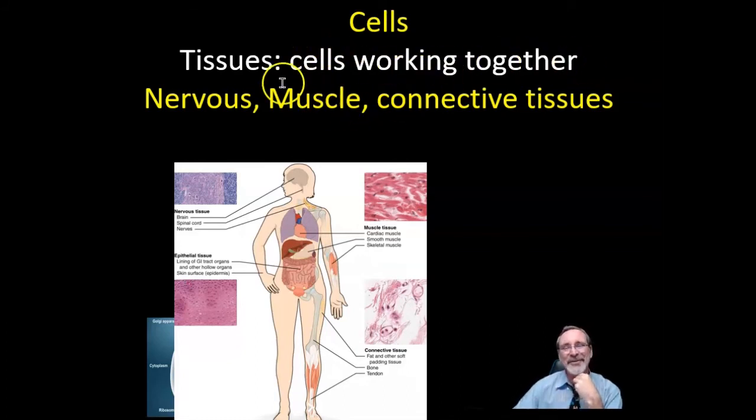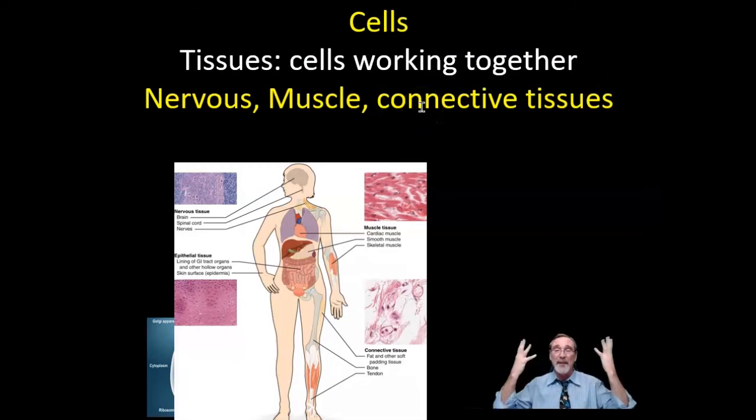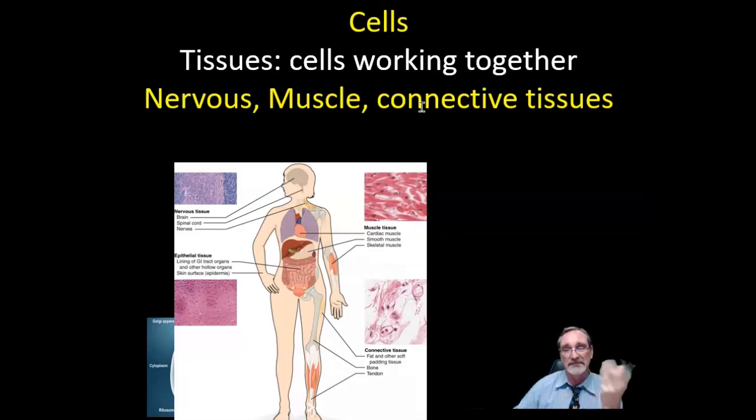Okay, so a new thing happens here. You can have nervous tissue, muscle tissue, connective tissue, epithelial tissue. It's like skin. And each of these tissues will have a common function working together, and they are sort of different. Nerve tissue has a different function than muscle tissue does. Okay, so tissues are cells working together.